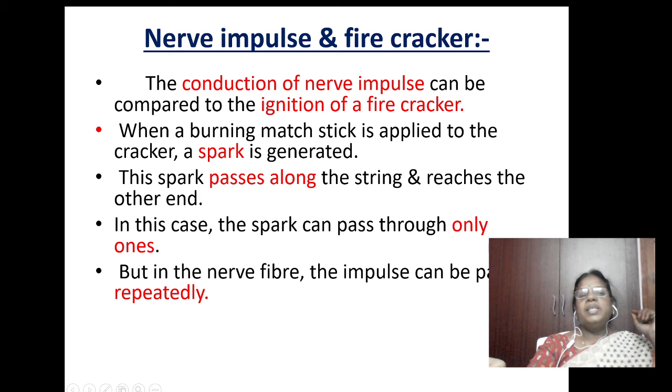The nerve impulse and firecracker. The whole conduction can be compared to the ignition of a firecracker. When a burning matchstick is applied to the cracker, a spark is generated. The spark passes along the string and reaches the other end. The spark can pass through only once. But in the nerve fiber, the impulse can be passed repeatedly along the nerve fiber. It receives so many impulses.